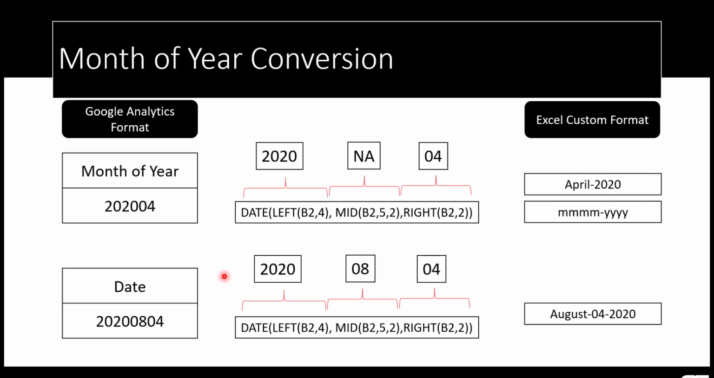With that being said, when you extract date from Google Analytics, it gives you a full-fledged date with year, day, and the month as well, wherein this formula will actually convert it into that particular day, like you see in the slide here as well. So this date formula gives us August 4, 2020, while our previous formula, the date format for the month of year that we extracted, gives us the proper month and the year.